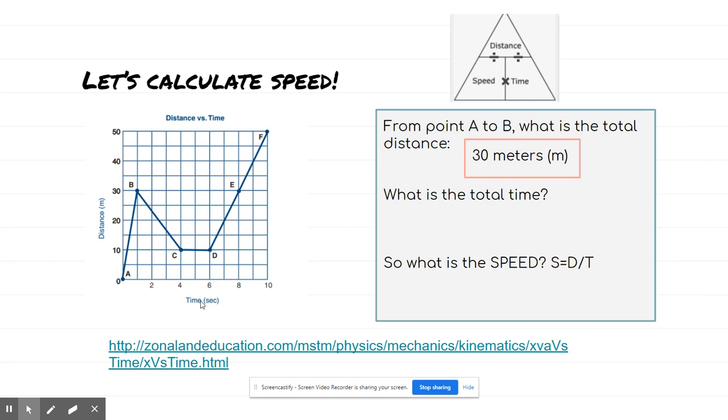From point A to point B, what is the total time? For time, we look at the x-axis. So from A to B is here. Well, this is 1 second, right? Time is in seconds. This is 1 second.